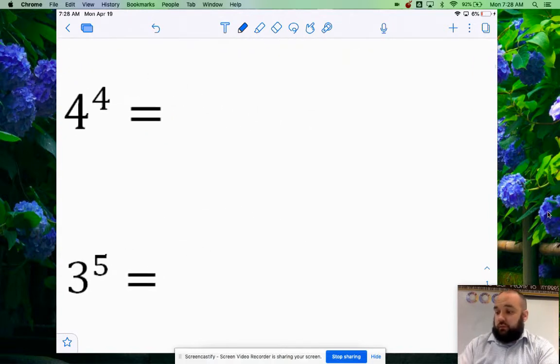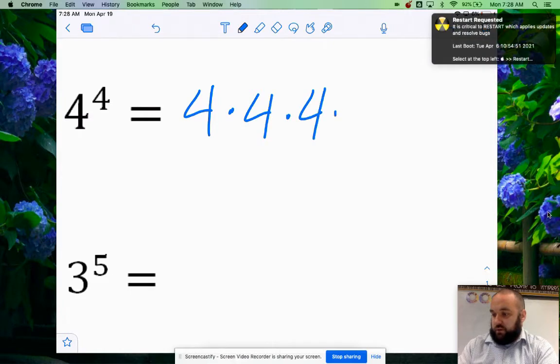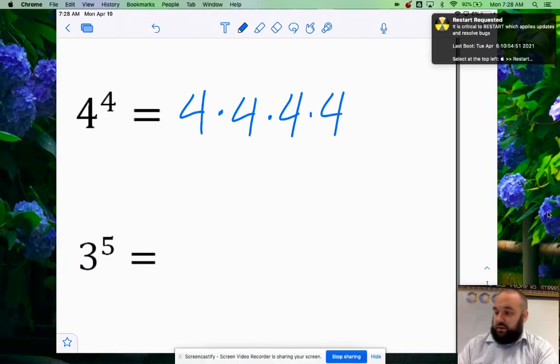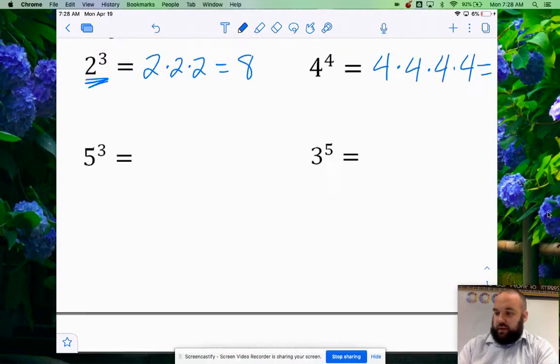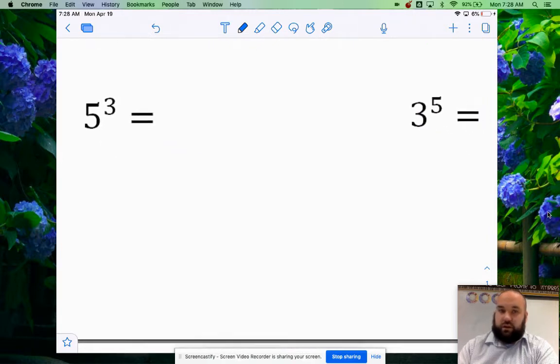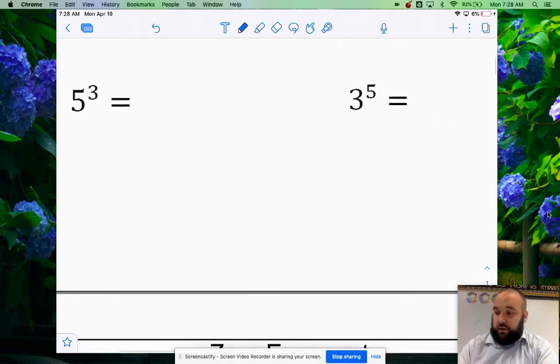4 to the fourth means I'm going to take 4 4's and multiply them all together. 16 is a common mistake here. It is not 16. This ends up being 256. We go to the bottom left. Now here, we have 5 to the third and 3 to the fifth.